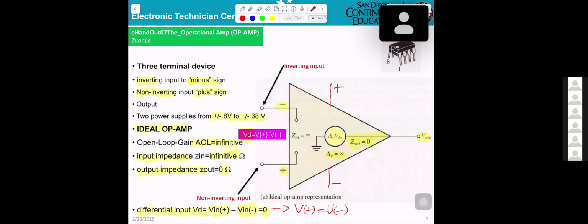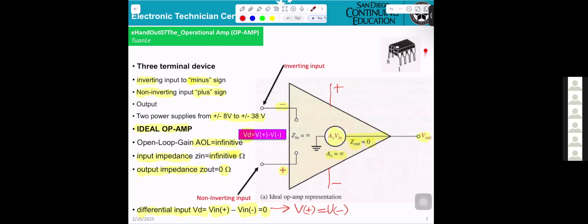Okay? And this is very important here. The differential input VD, all the time, equals V in at positive minus V in at negative, and they have to be equal, zero. That will be telling you one thing: all the time, V at positive will be V at negative. That's a key point. Okay?